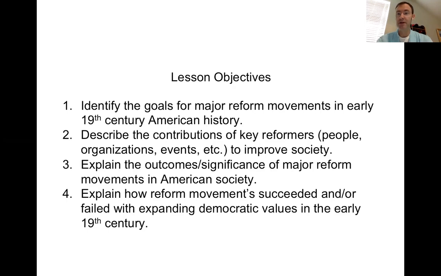We're going to look at a couple of primary sources over the next few hours with the time that you have to work on document analysis. And we're not going to do every single one of these reform movements, but we're going to break a few of them down. What did abolitionists have to say about reform? What did people that really felt strongly about education, women's rights? And then fourthly, guys, explain how reform movements succeeded and or failed with expanding democratic values or principles in the early 19th century. So with that being said, let's hit the ground running.